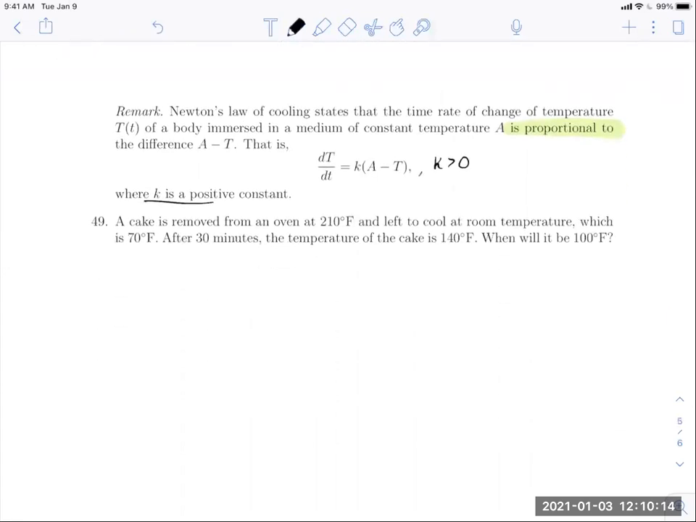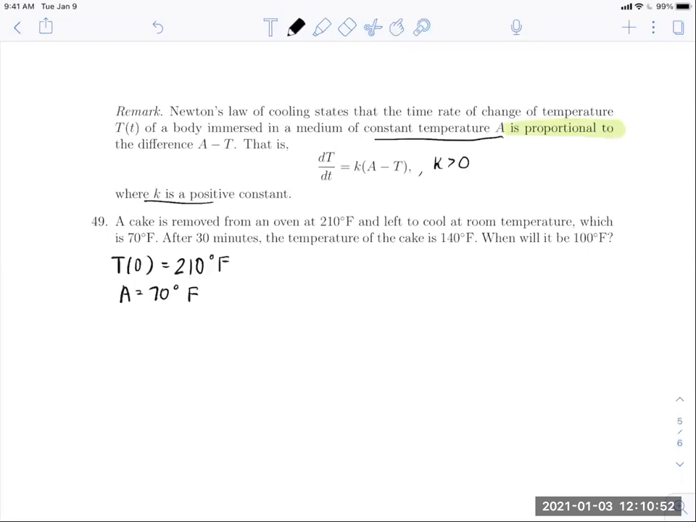A cake is removed from an oven at 210 degrees Fahrenheit. So this is our initial temperature. The temperature at time 0 is 210 degrees Fahrenheit. And it's left to cool at room temperature, which is 70 degrees Fahrenheit. So remember, the constant temperature A is 70 degrees. Okay. Says after 30 minutes, the temperature of the cake is 140 degrees Fahrenheit. When will it be 100 degrees Fahrenheit?